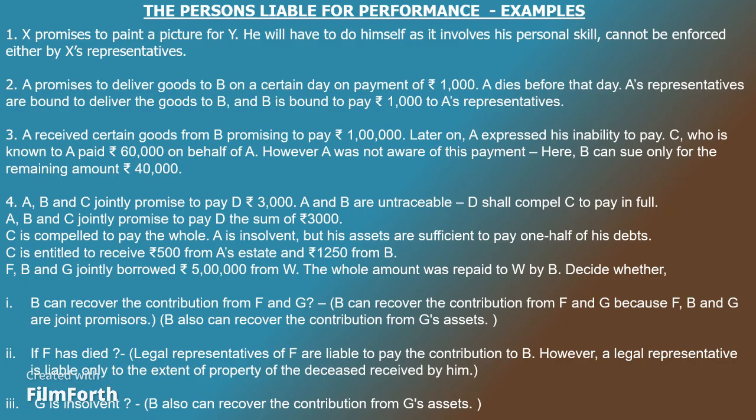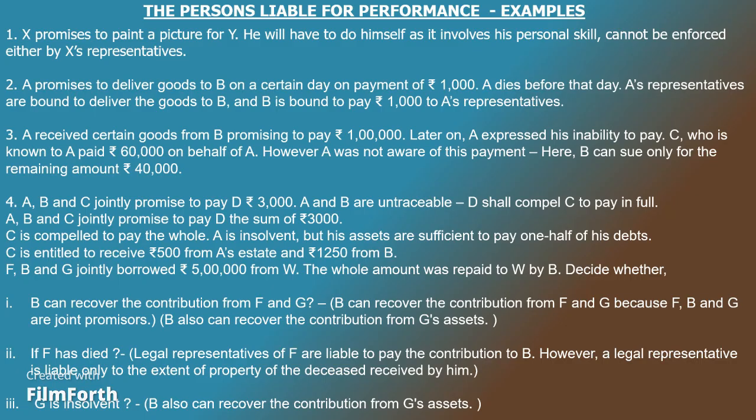4. Persons liable for performance: legal representative of a promisor. Persons entitled to performance: legal representative of a promisee. Example. Mr. A promises to deliver goods to Mr. B on a certain day on payment of Rs. 1,000. Mr. A dies before that day. Mr. A's representatives are bound to deliver the goods to Mr. B, and Mr. B is bound to pay Rs. 1,000 to Mr. A's representatives.